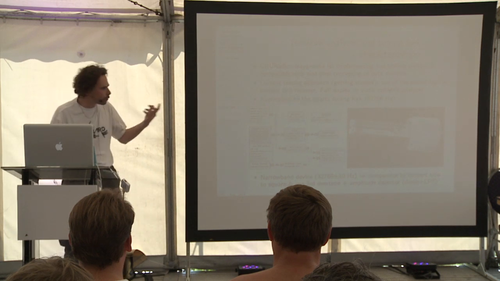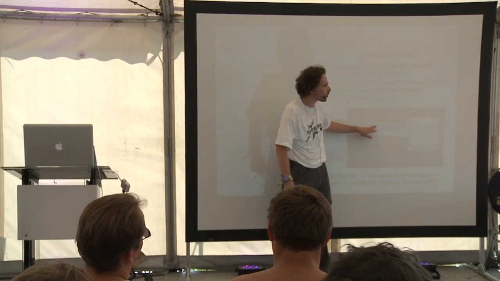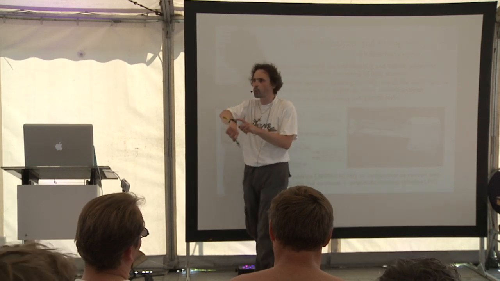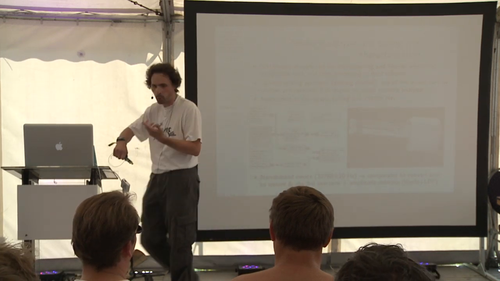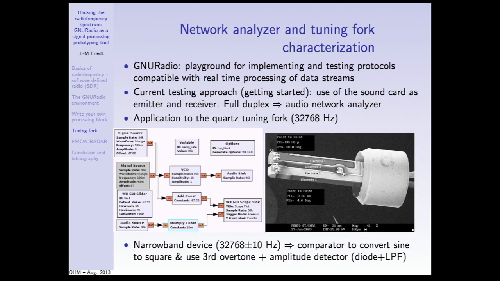What I want to use this for: you might all be familiar with a tuning fork. This coarse tuning fork is what you all have in your watches. This is the timing function of your watch. It's a 3 millimeter diameter, 8 millimeter long tuning fork made of quartz. When you generate a sine wave, it will start moving, and it is dimensioned so that it moves at exactly 32,768 hertz, or 2^15 hertz.